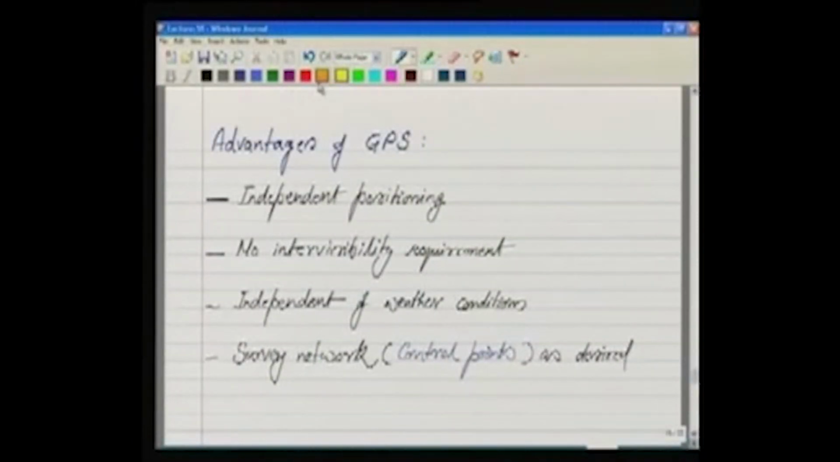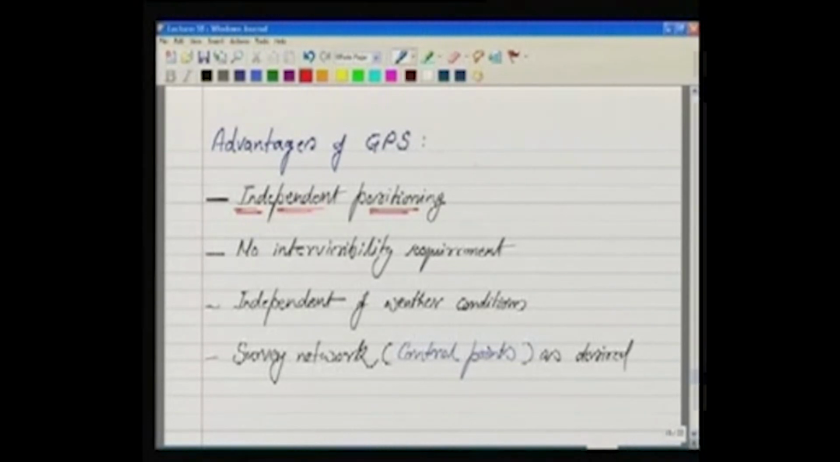Okay, having discussed all this, now we will compare GPS with the traditional techniques of mapping or location determination. We have understood about surveying in our previous video lectures. We know also a bit about GPS now. Now, what are the advantages of GPS? One very important one is that it is independent positioning.